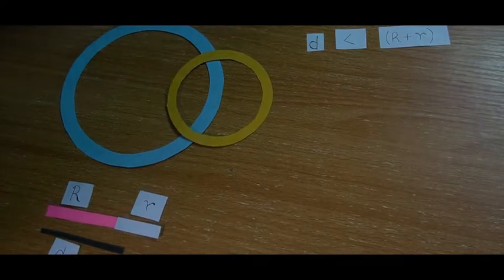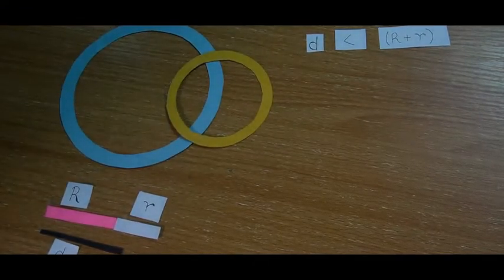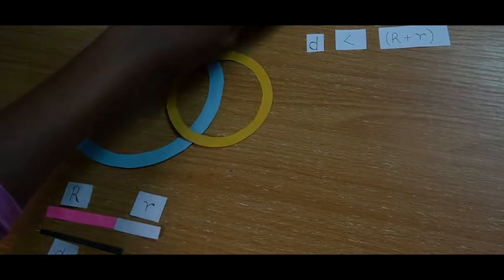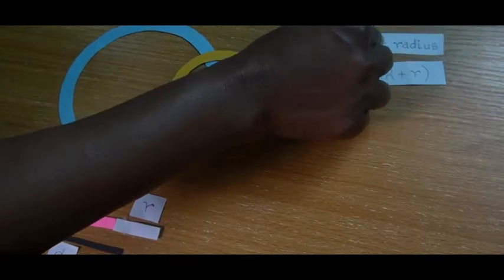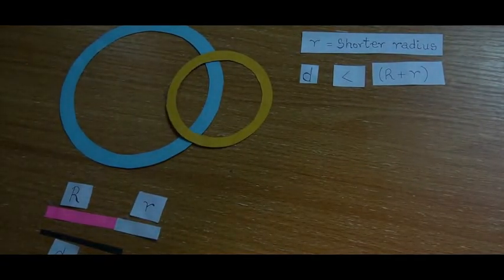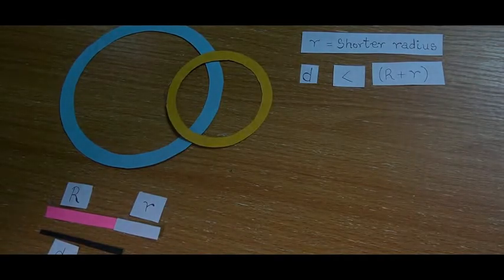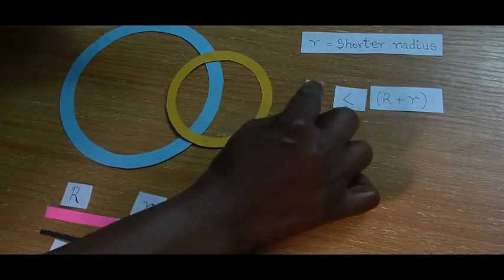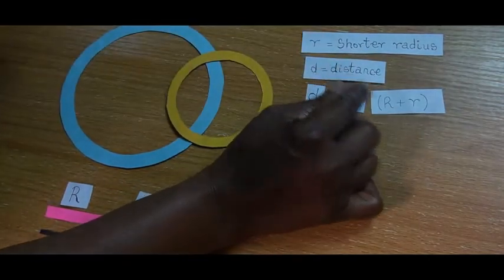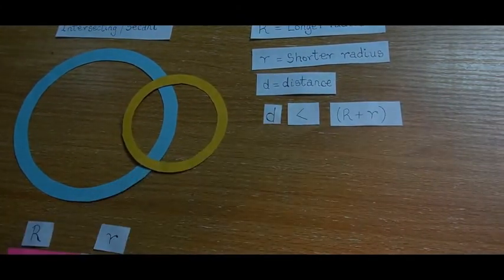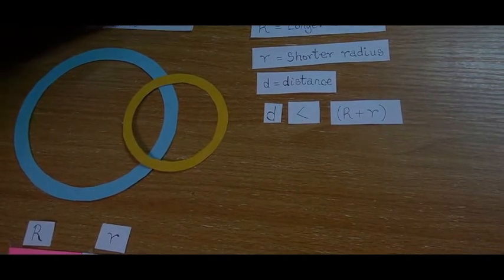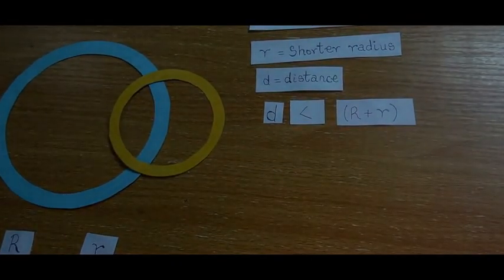Let me define my terms. R equals the radius of the longer circle, and this small letter r equals the radius of the shorter circle, and D the distance between the centers of the circles, when the circles are secant.